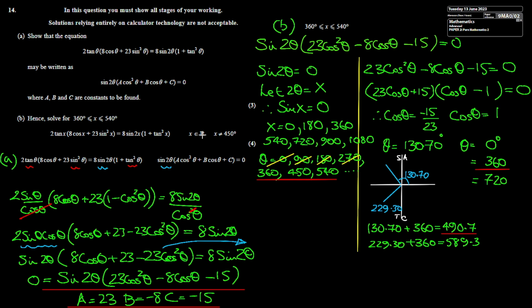But I've just noticed here that x cannot be 450, so I'm going to lose this answer as it is not a possible solution for our equation. So just bringing all the results together, theta is equal to 360, next one up 490.7 and 540. And those are the answers the question wanted.